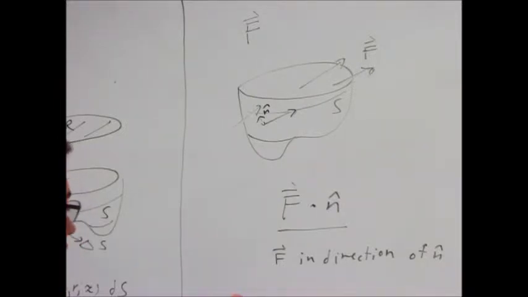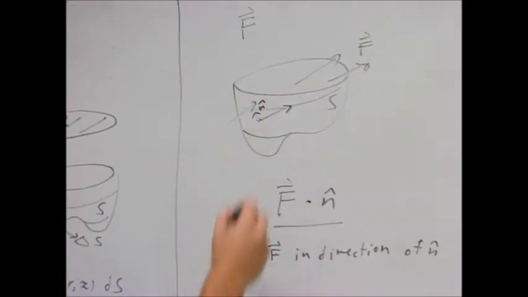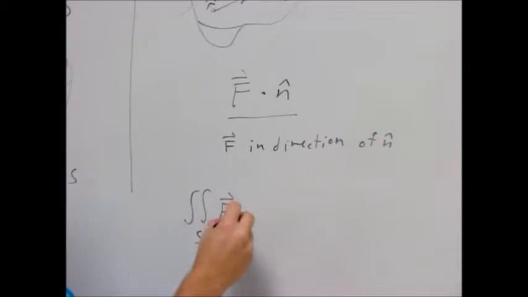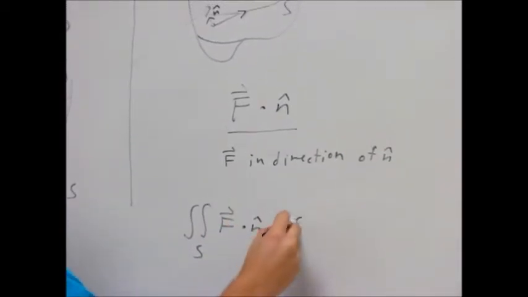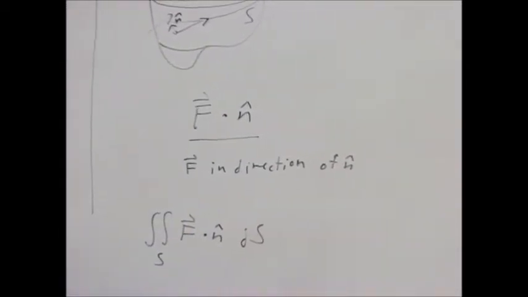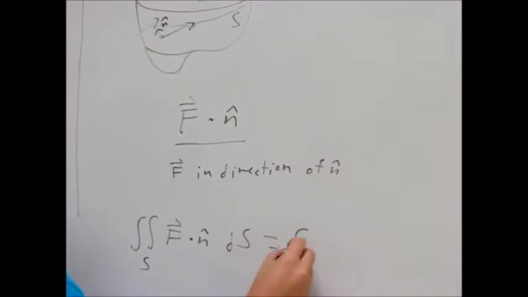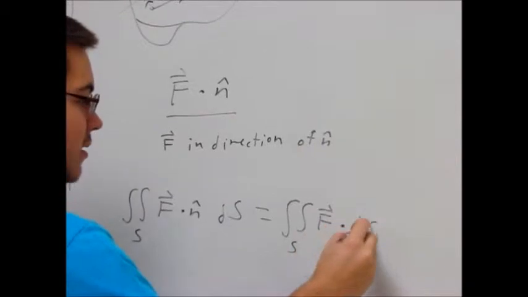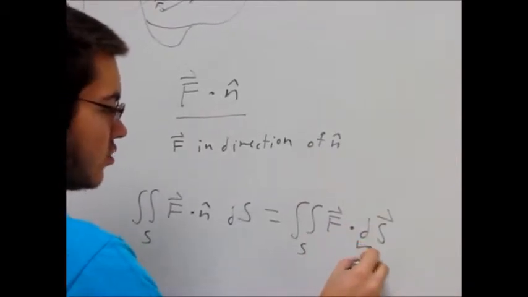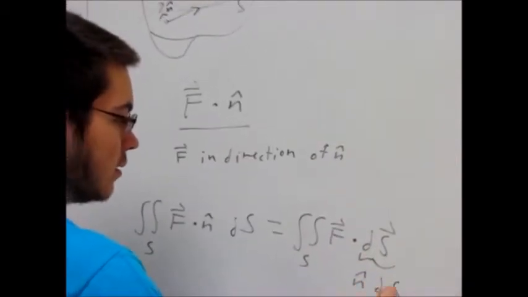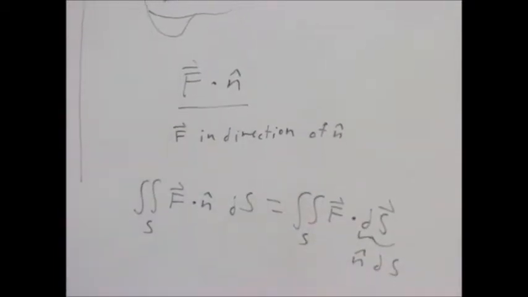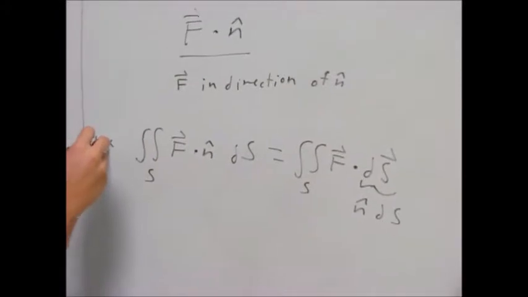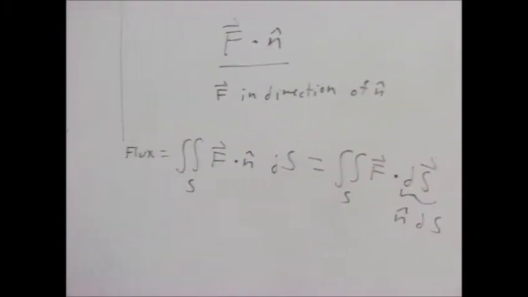And then when you integrate this at every point on the surface, so you integrate F dot n dS, it's also written as F dot dS, where the vector dS is just a short form of n dS. And this is the flux through the surface.